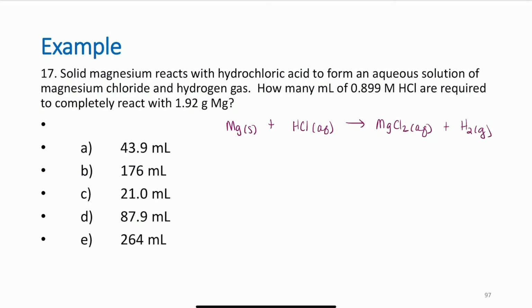This is clearly not a balanced reaction. I need to put a 2 here. Now it is balanced. I want to know the number of milliliters of HCl. I've got 1.92 grams of magnesium and I've got a 0.899 molar solution here. So how many mils of HCl are required to completely react all of my magnesium?